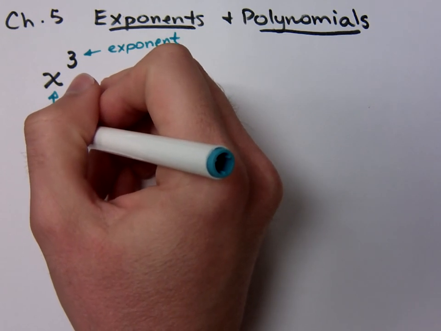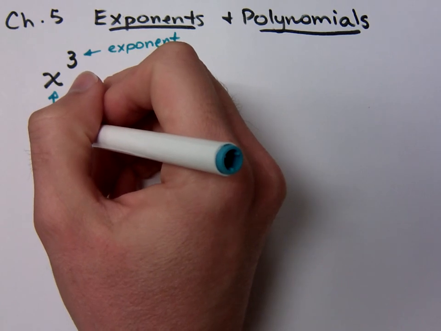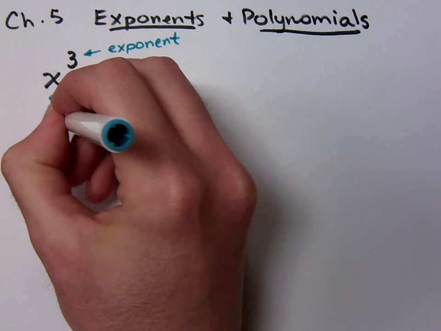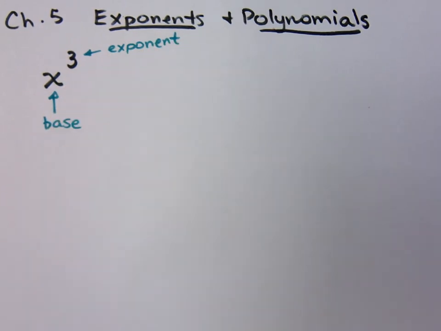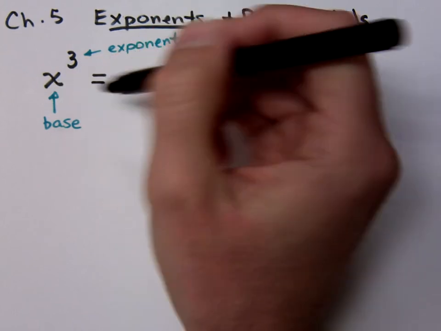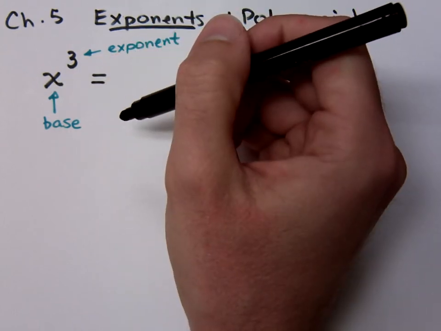Is it? No. It's called your base. Now, what does the exponent mean? Well, what does x to the third mean? x times x times x.